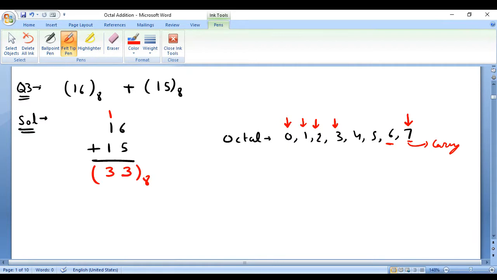So concept clear? The basic meaning is that the last number is 7, so we have to conclude according to this, right? So after 7, whenever we complete one round from 0 to 7, after that there will be a carry, and according to that we have to again start, right? So I hope the concept is clear.